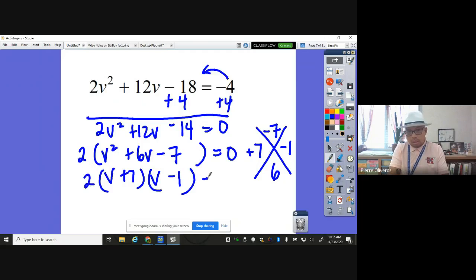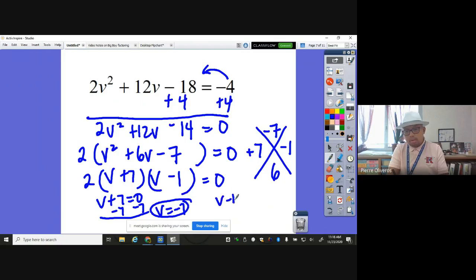Drop the 2, is equal to 0. Since now we're solving, v plus 7 is equal to 0, minus 7, minus 7. So therefore, v is equal to negative 7 there. And the other one is v minus 1 equals 0. Add 1, add 1. So therefore, v is equal to 1. And those are your solutions.